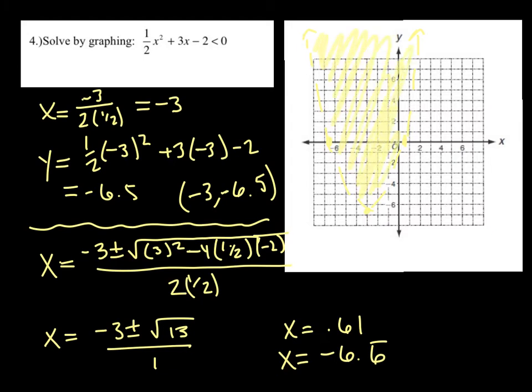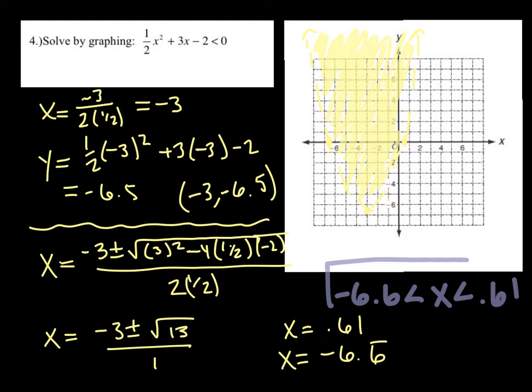So that shading tells you guys what your interval notation or inequality notation is going to look like. So we know our x values have to be between negative 6.6 and 0.61. If they were shaded on the outside, you would have an or inequality, but because they're shading between, you have an and inequality. So to write this as your solution, you would write that x is in between negative 6.6 and 0.61. And it's just less than, so that's all you need there.